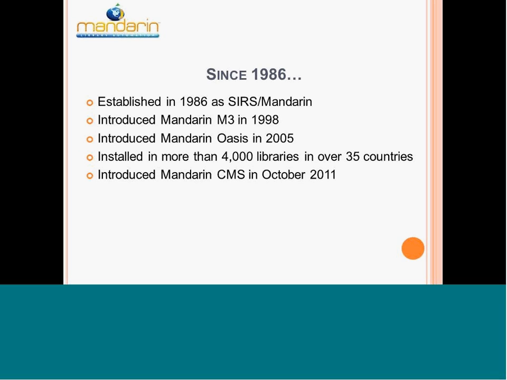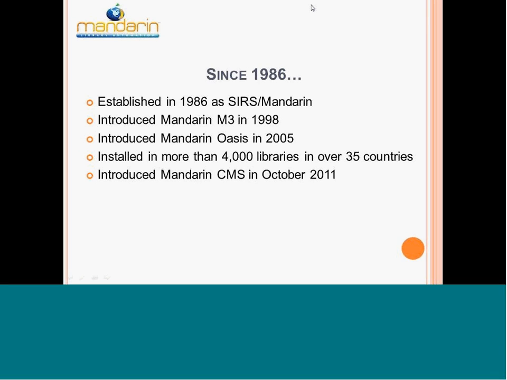As most of you may know, Mandarin's been providing library automation systems, services, and supply since 1986. Our Mandarin M3 system, which is our Windows-based system, we have a Web OPAC for M3 that was released in 1998. And Mandarin Oasis, which is our fully web-based system. We also offer hosting in the cloud for Oasis, and that was brought to the marketplace in 2005. To give you an idea where we are in the marketplace, we have more than 1,000 libraries using our systems, and we're installed in over 35 countries.